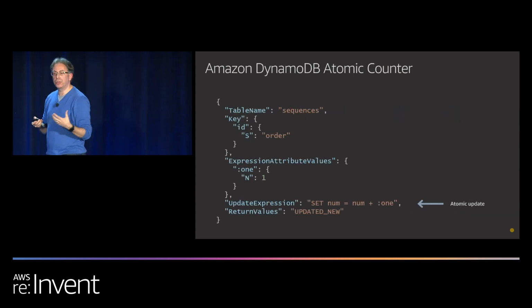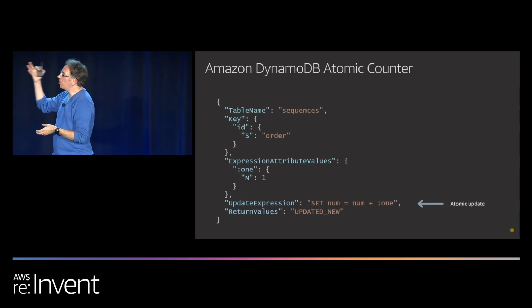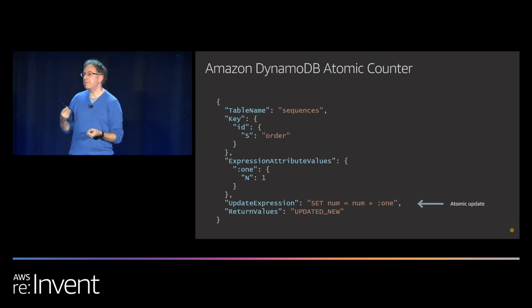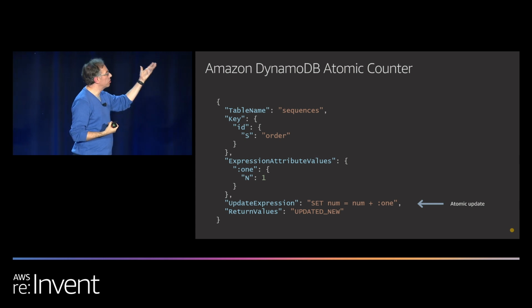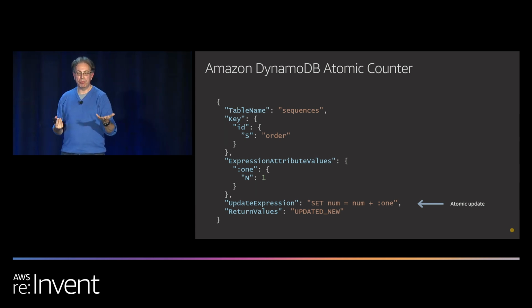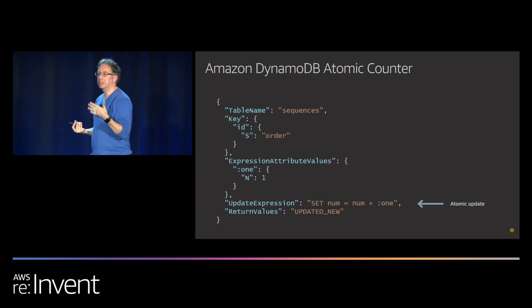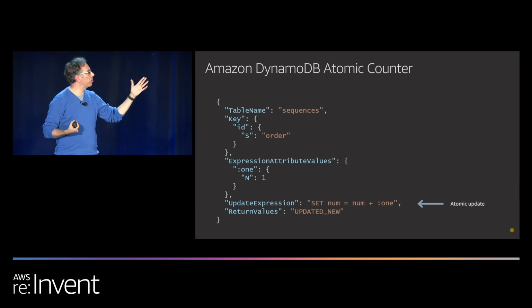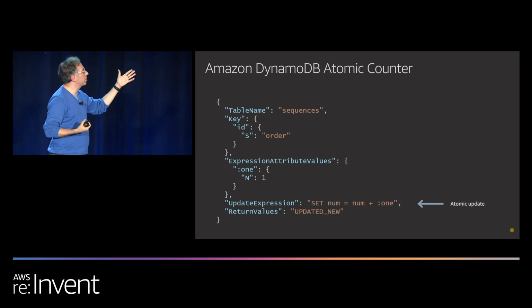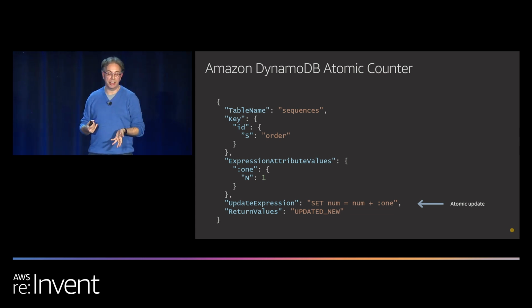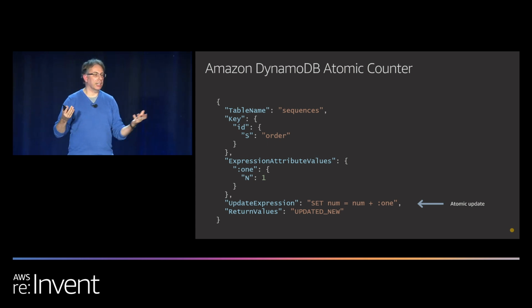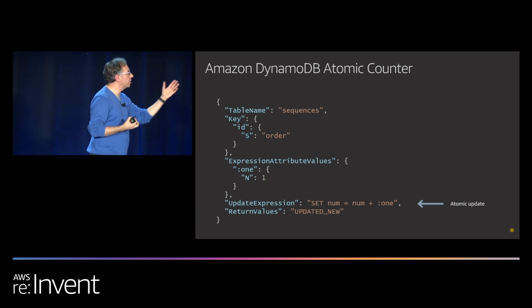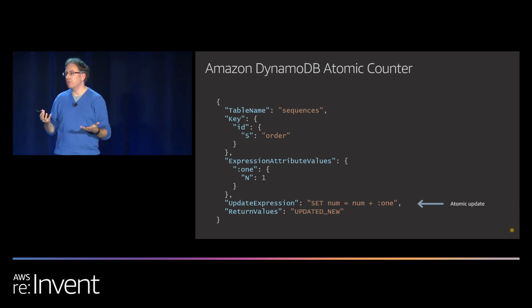And this is the syntax that you use. So when the API gateway is calling the update item API on DynamoDB, it is giving a table name. So for example, the table sequences. Then in this table, you can have multiple items. Each item can create a different sequence. So for example, going by key, you can have an item that is called order, for an order ID. And then you use the update expression to update an attribute, num in this case, adding one or whatever expression you want. You can add one, decrement one, or whatever number.